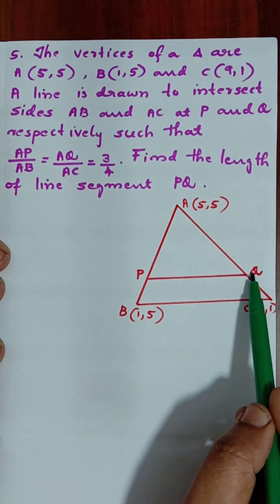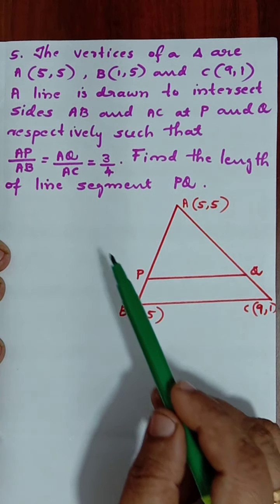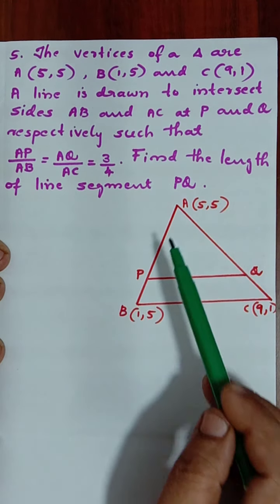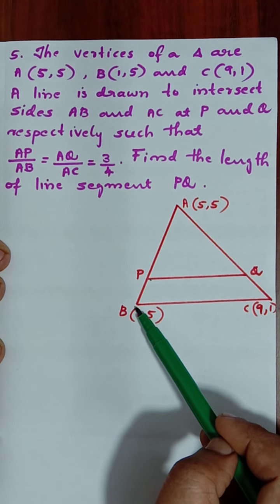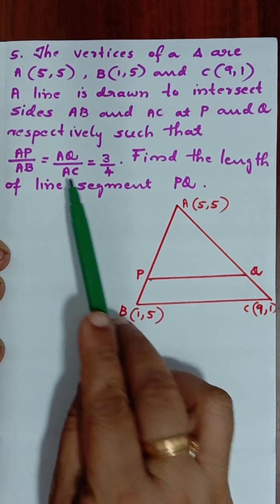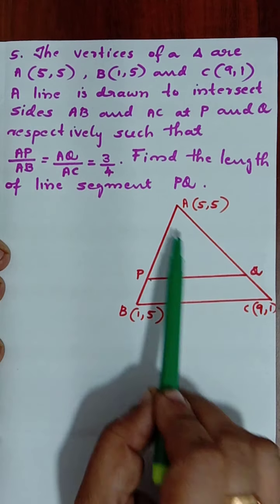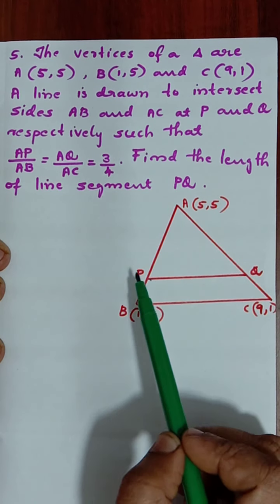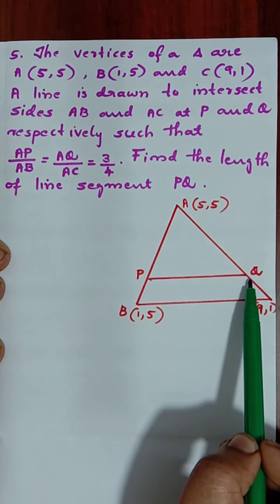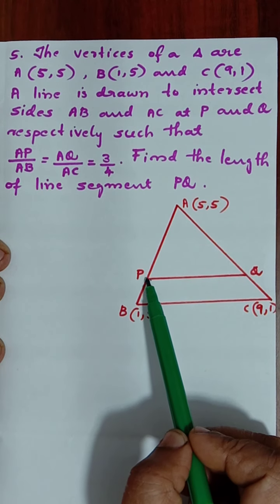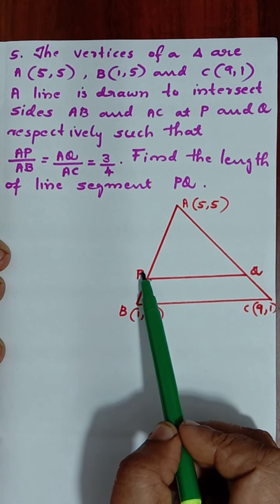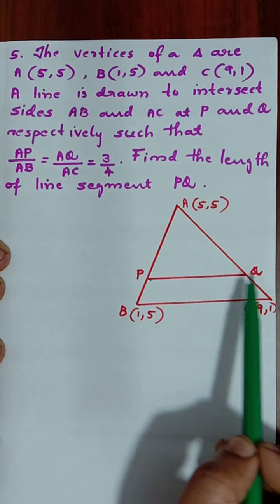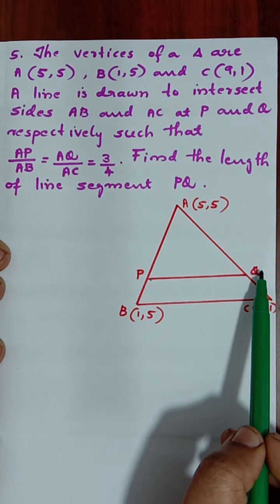So the line is PQ, such that AP by the whole thing AB, that is 3 by 4, same as AQ by AC. Find the length of line segment PQ. What to do if you want to find out the length of PQ? We need x1, y1, that is the P coordinate, we need, and the Q coordinate also we need.